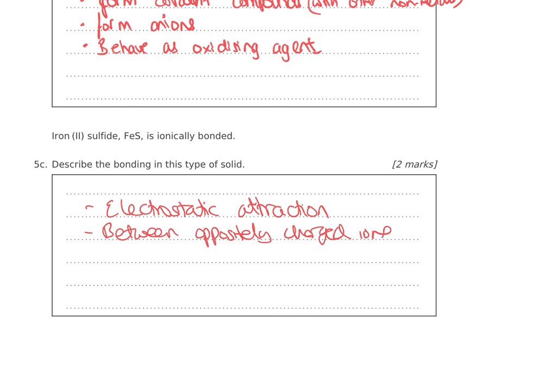Or you could say between a negative ion and a positive ion, or you could say between Fe2+ and S2-, but be aware that if you got those charges wrong, you would lose the mark. So I would just stick to saying oppositely charged ions or positive and negative ions.